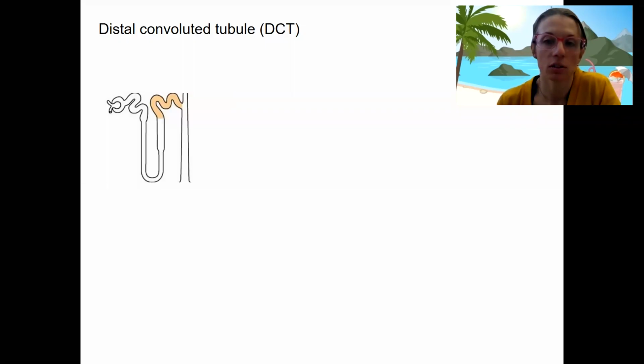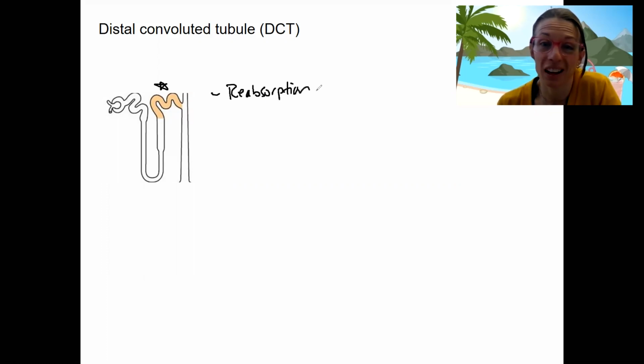We're on to the distal convoluted tubule. So after that nephron loop, what happens here? We're going to have more reabsorption of sodium, more because we've had that a lot already, right? Following sodium is going to be chloride and water.